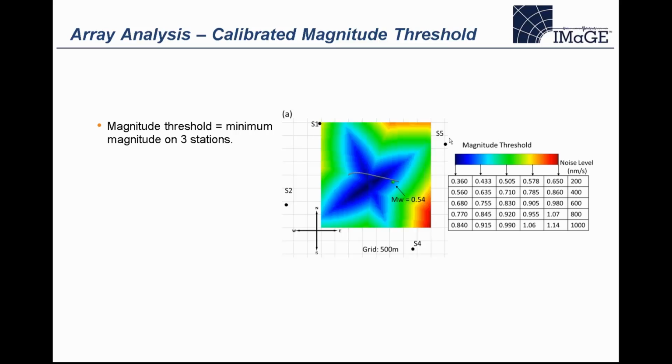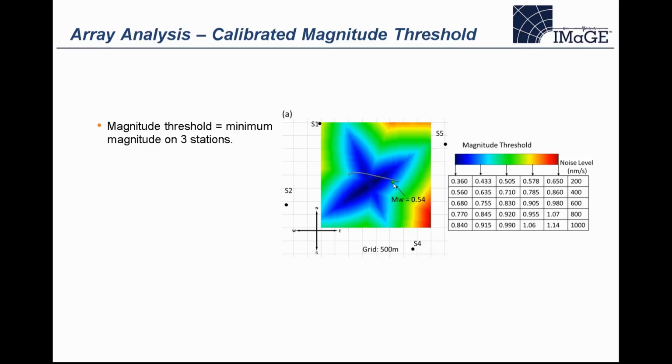The minimum event is 0.54. Here, this is the magnitude threshold. For different noise backgrounds, the pattern is not going to change; it's going to change the values corresponding to different colors. If the noise level is 200 nanometers per second, then we have a 0.36 minimum detectable magnitude. 400 will increase that level, and for 1,000, the minimum detectable magnitude goes up to 0.9. So now we have different scenarios, and we can correlate with our data.